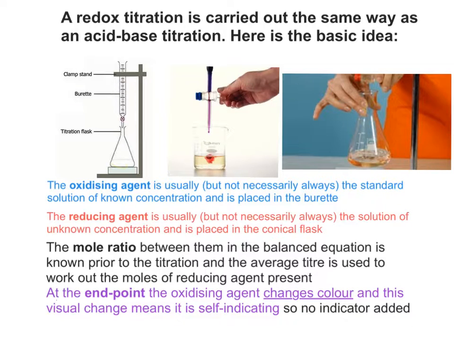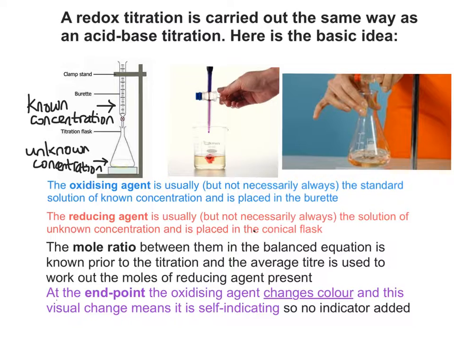The mole ratio between them is a balanced equation that you'll have already, and the average titre that you get is used to work out the moles of the reducing agent present. The endpoint is exactly the same as an acid-base titration, except you don't need an indicator because the oxidizing agent is usually a certain colour that will change at the endpoint. So the visual change means it's self-indicating, so there's no indicator as such that needs to be added.